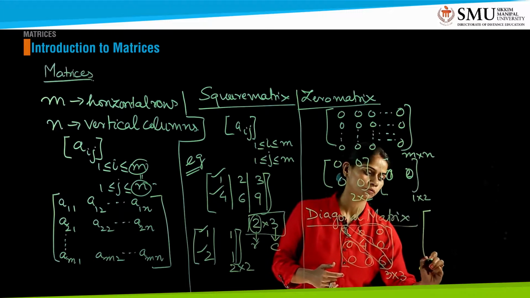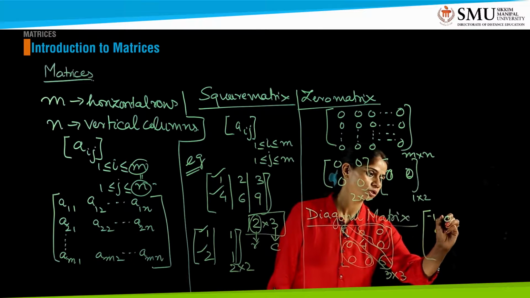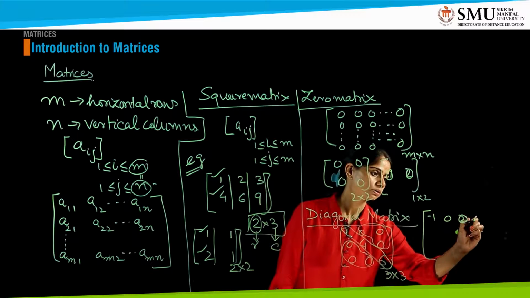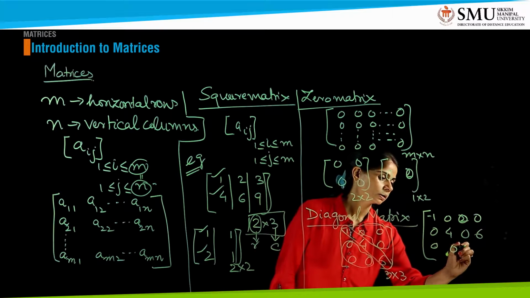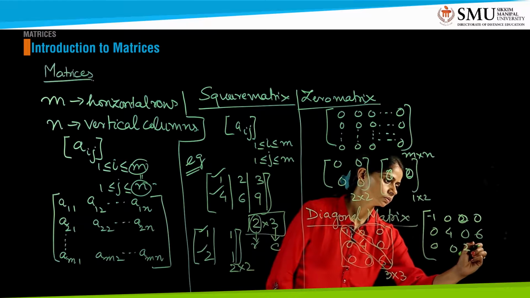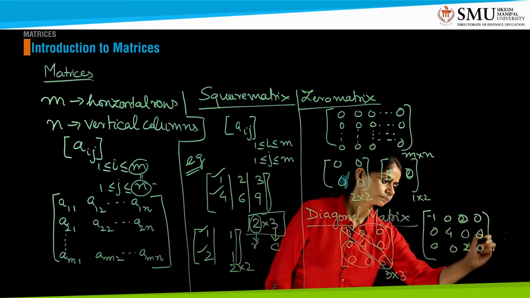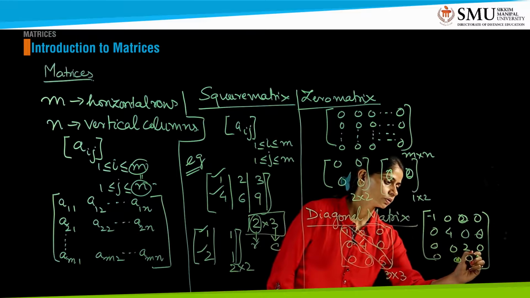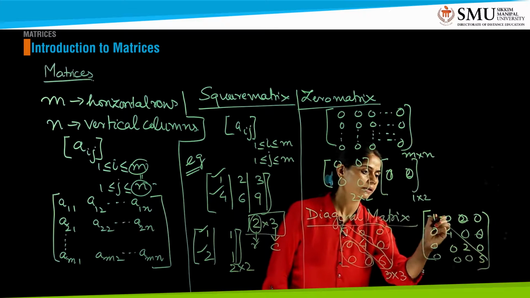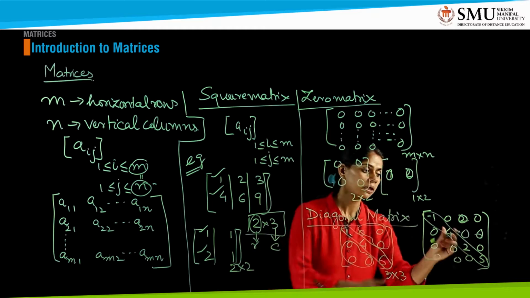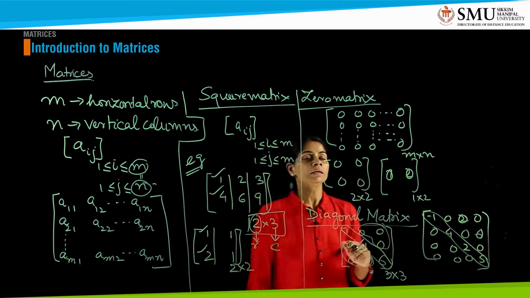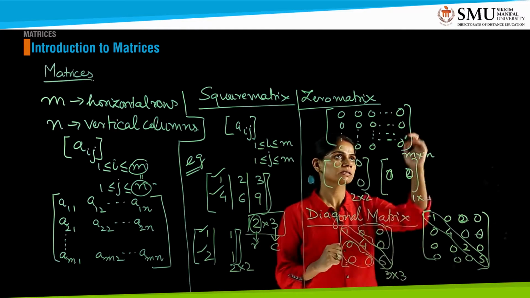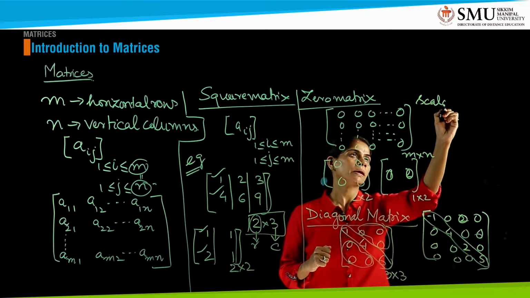Let's find a 4 cross 4 diagonal matrix. -1, 0, 0, 0; 0, 4, 0, 0; 0, 0, any number, 2, 0, here also it is 0; 0, 0, 0, 5. Again you can see that the diagonal elements are non-zero and off-diagonal elements are 0. So this is another example of a diagonal matrix. The next matrix we are going to introduce is a scalar matrix. So what do you mean by a scalar matrix?